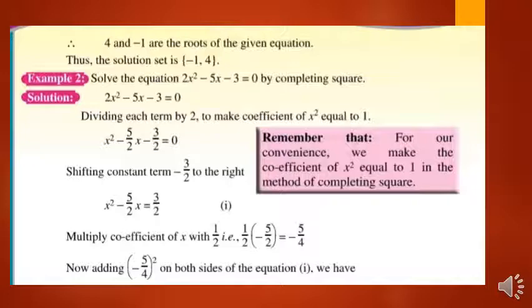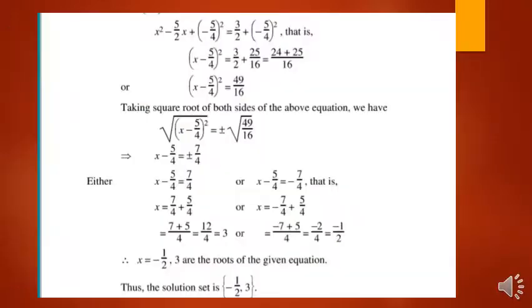Now the same procedure you studied in example 1: shifting the constant term. Here you can see that x square minus 5 by 2 x minus 3 by 2 is equal to 0. We have this quadratic equation, and the coefficient of x square is 1. We always make the coefficient of x square 1, and then we apply the method: shift the constant term to the right hand side, and now multiply the coefficient of x, which is minus 5 by 2, with 1 over 2, and you can simplify it like you solved in example 1. Now we add minus 5 by 4 whole square on both sides.